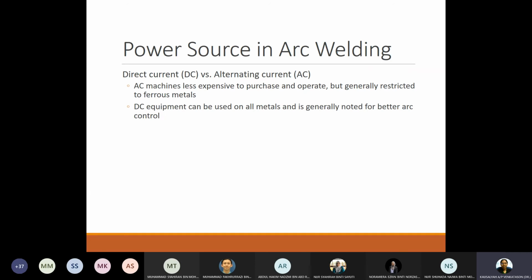So what is the power source in arc welding? We have DC versus AC. AC machines are less expensive to purchase and operate, but generally restricted to ferrous metals. Direct current equipment can be used on all metals and is generally noted for better arc control. So this is more of a preference, DC.